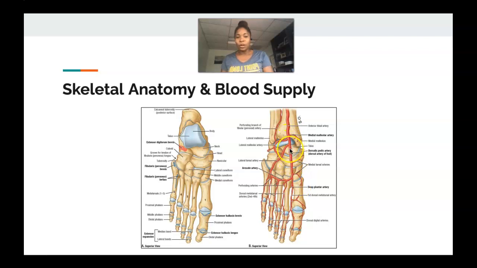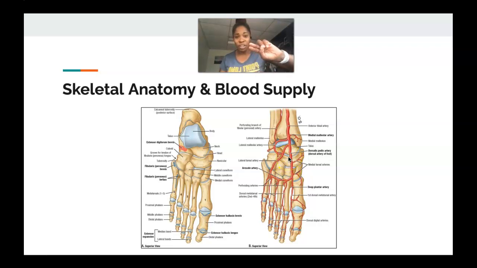One of the major arteries that supplies the foot, at least the dorsum of the foot, is the dorsalis pedis artery. In the clinical setting, we call that the dorsalis pedis pulse. You can see where it lives, just in between digits 1 and 2. We can see that it sits right here over the navicular bone, in between metatarsals 1 and 2.